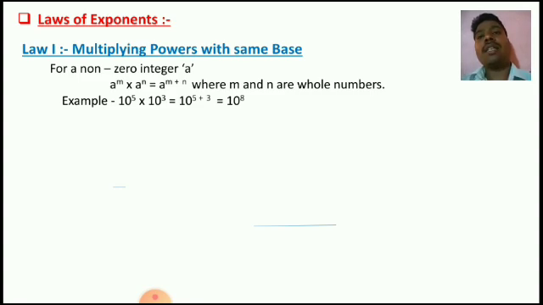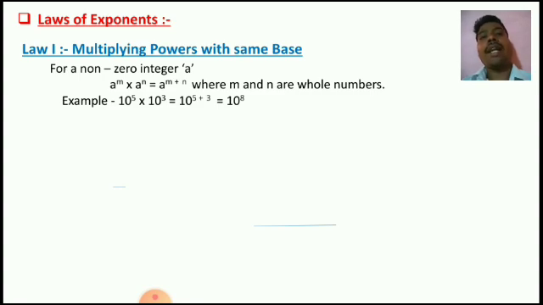We understand this law with the help of an example. The example is 10 raised to 5 into 10 raised to 3. Here the base is the same, the base is 10, and the exponents are 5 and 3. So we have to add these exponents: 10 raised to 5 plus 3. 5 plus 3 is 8. So our answer is 10 raised to 8. This way you use the first law of exponents, multiplying powers with the same base.